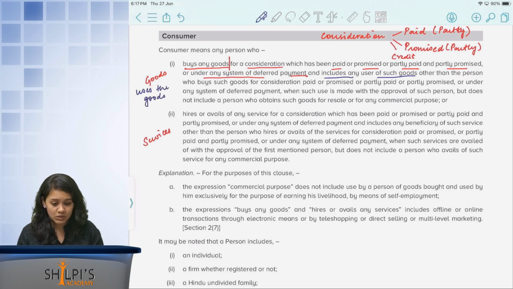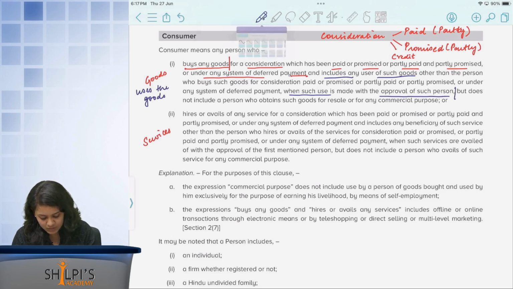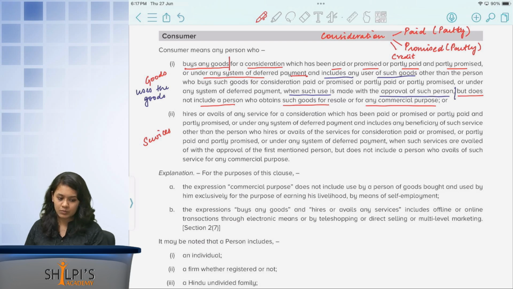But who's using these goods? Not the person who actually made the payment of money or who's going to pay the money later on, someone else. But there's a criteria for this: when such use is made with the approval of the person who actually bought it. Now again it breaks up over here, and then they say, but does not include a person who obtains such goods for resale or for commercial purpose.